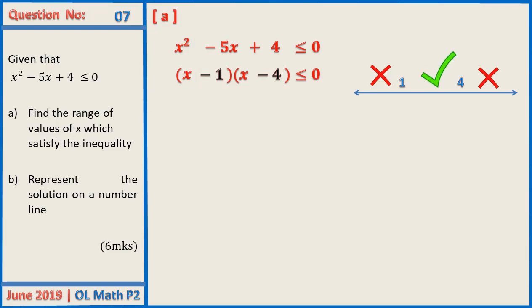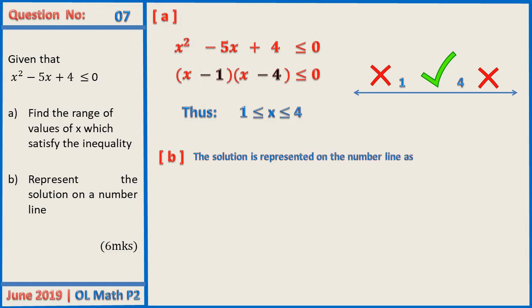Now between 1 and 4, let's take a number between 1 and 4. Let's take, for example, 3. 3 minus 1 is positive and 3 minus 4 is negative. Positive times negative is negative. And all negative numbers are less than 0. So between 1 and 4 is the correct region. So our solution is 1 is less than or equal to x, less than or equal to 4. Less than or equal to is used because the boundaries are included.